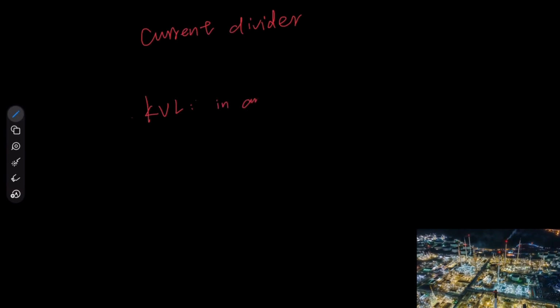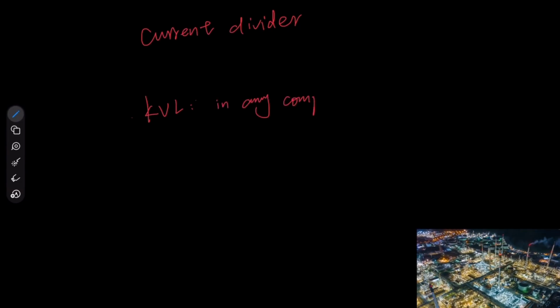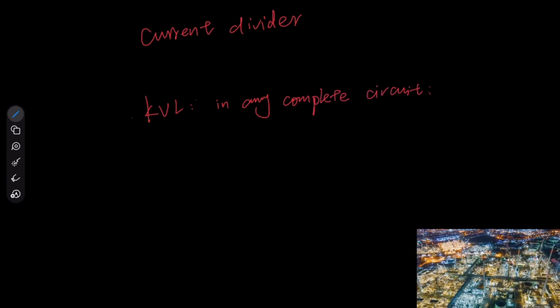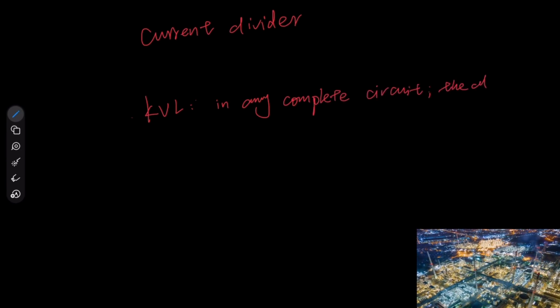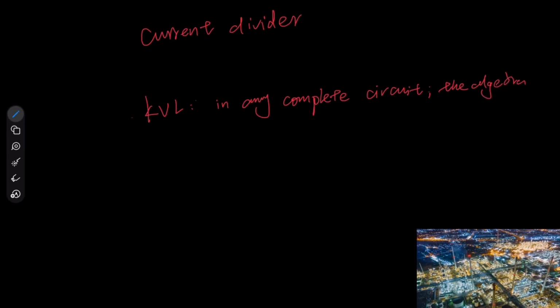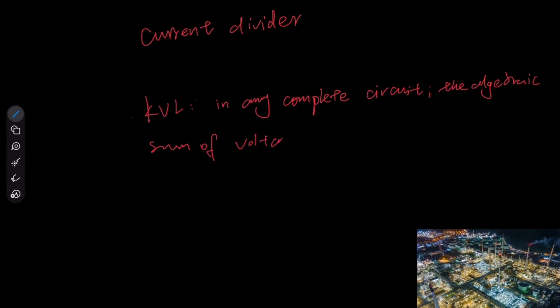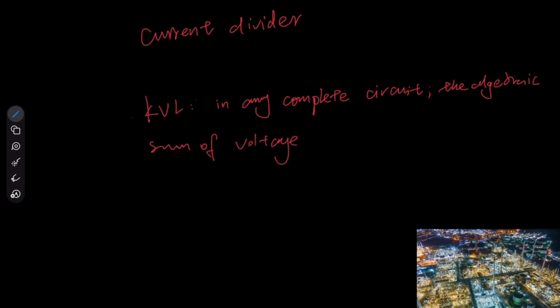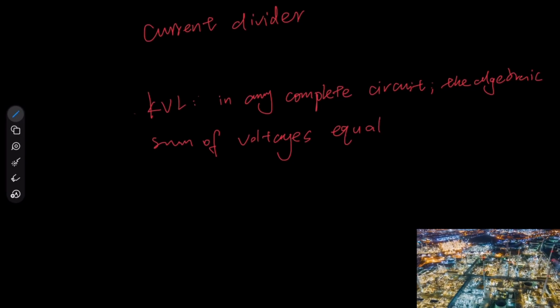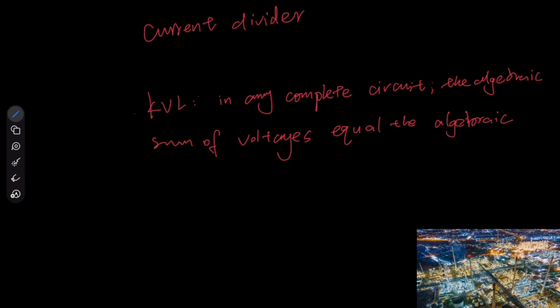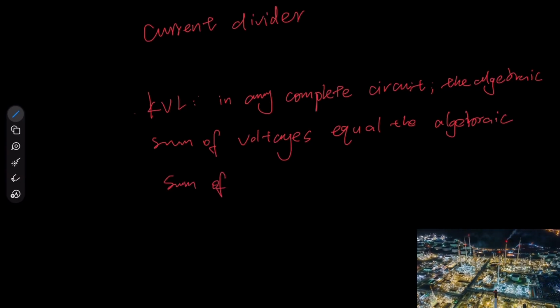It states that in any complete circuit, the algebraic sum of voltage sources equals the algebraic sum of voltage drops.